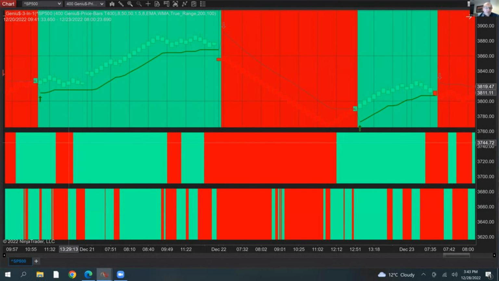Okay, not long after you got out of the hedge trade, if you had a profit on it, because the fast trend changed into the color of the master trend.